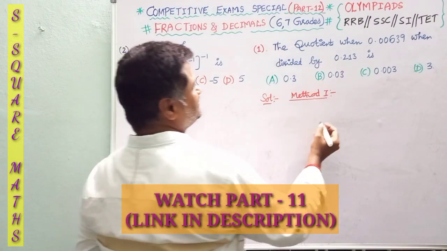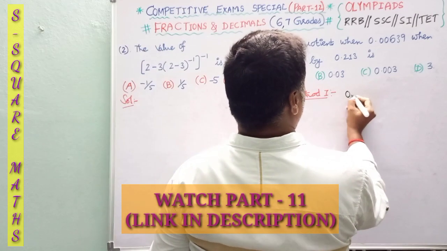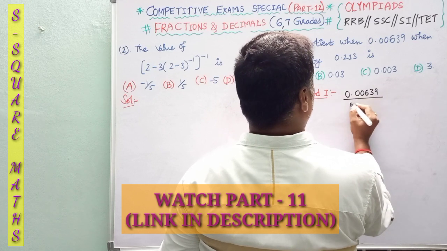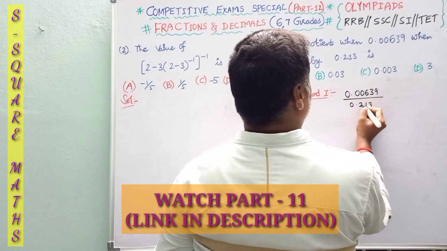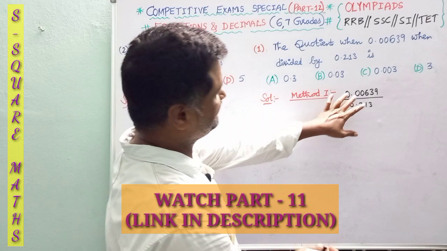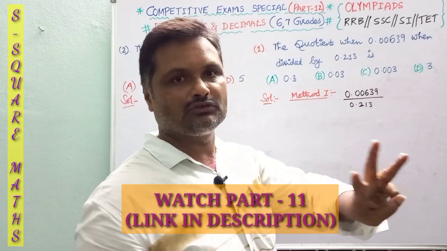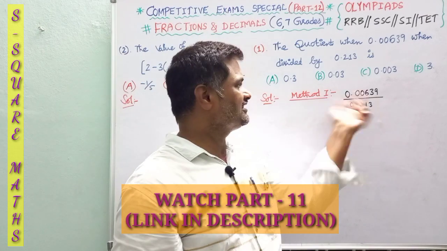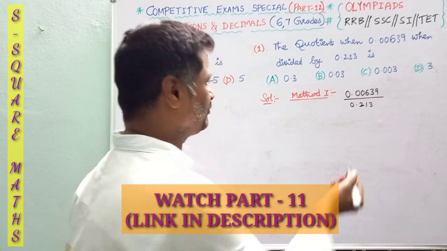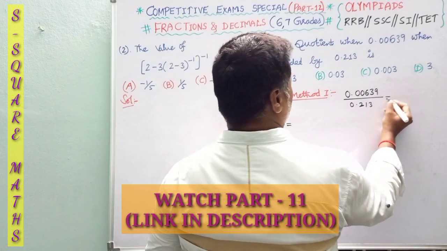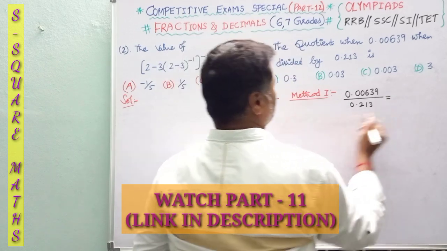So now here they asked 0.00639 by 0.213. Leave the decimals, leave the zeros here. 213 into 3 gives you 639. So here I am going through the original method.